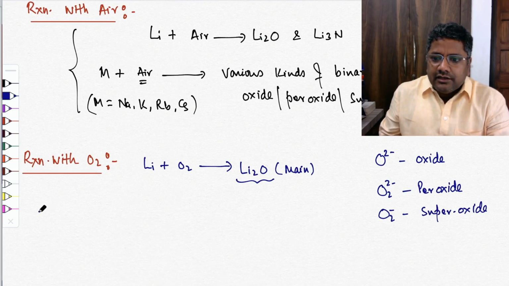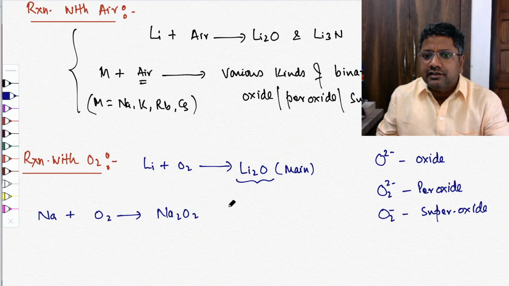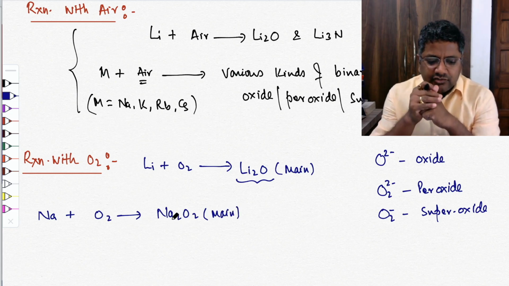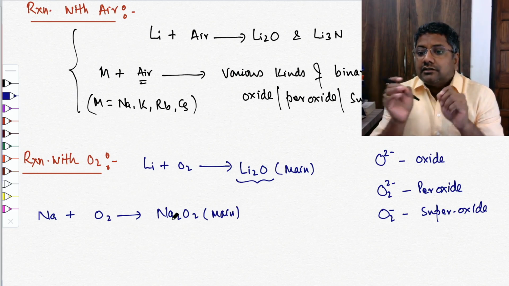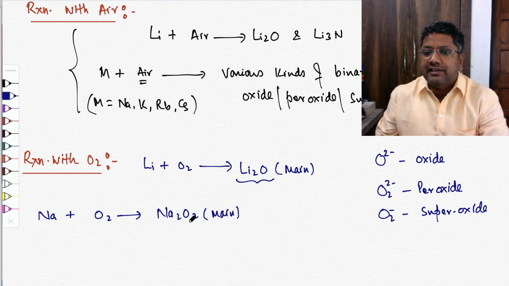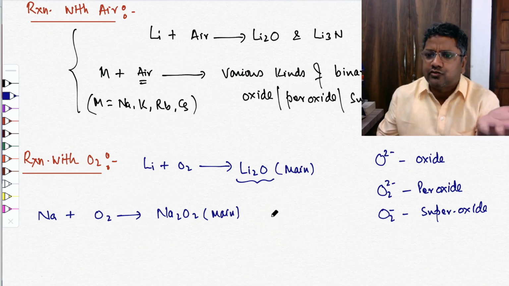If you react sodium with oxygen, this will give you the peroxide Na2O2. Na2O2 is the main compound. Main compound means peroxide, not normal oxide or superoxide, right? So this is the major compound, although some oxide and very little superoxide is there.